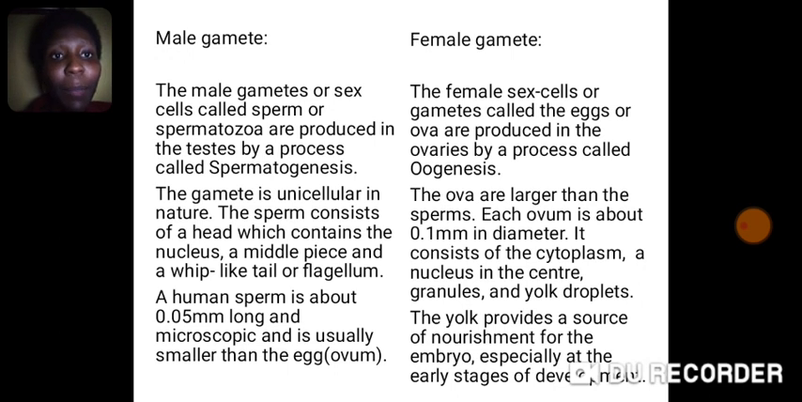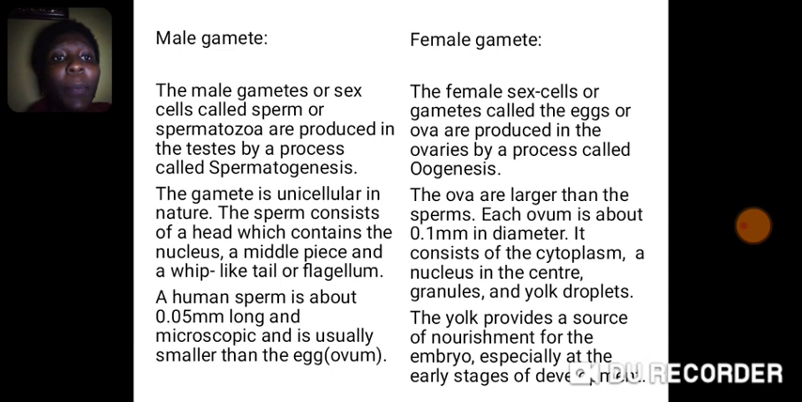Whip-like, because when it's swimming, it's actually moving like a whip. You know the way the flagellum moves, right? Like a whip-like movement.